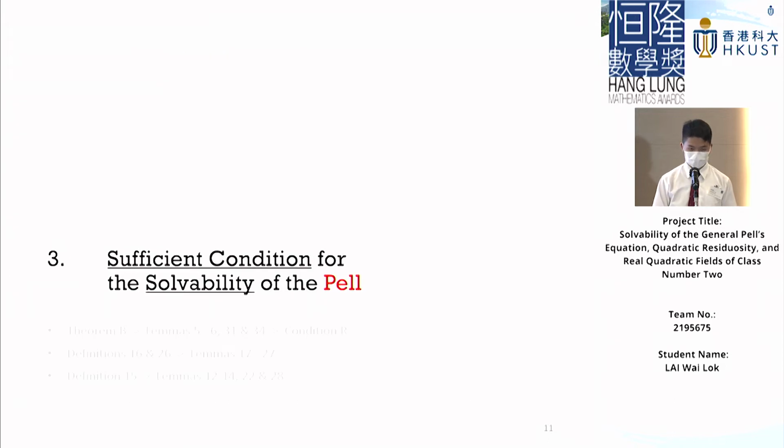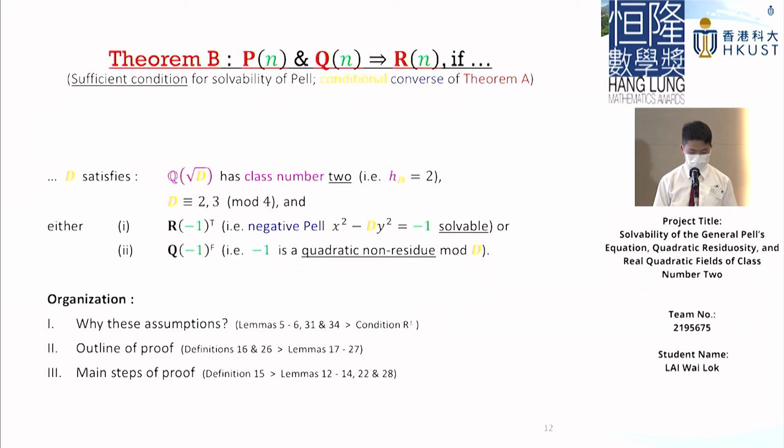In the reverse direction, my major result, namely Theorem B, as a conditional converse of Theorem A, ensures that P and Q will imply R, provided that D satisfies these requirements. The real quadratic field Q root D has class number 2. D is congruent to 2 or 3 modulo 4. And either R of negative 1 holds, that is, the negative Pell is solvable, or Q of negative 1 does not hold, that is, negative 1 is a quadratic non-residue modulo D.